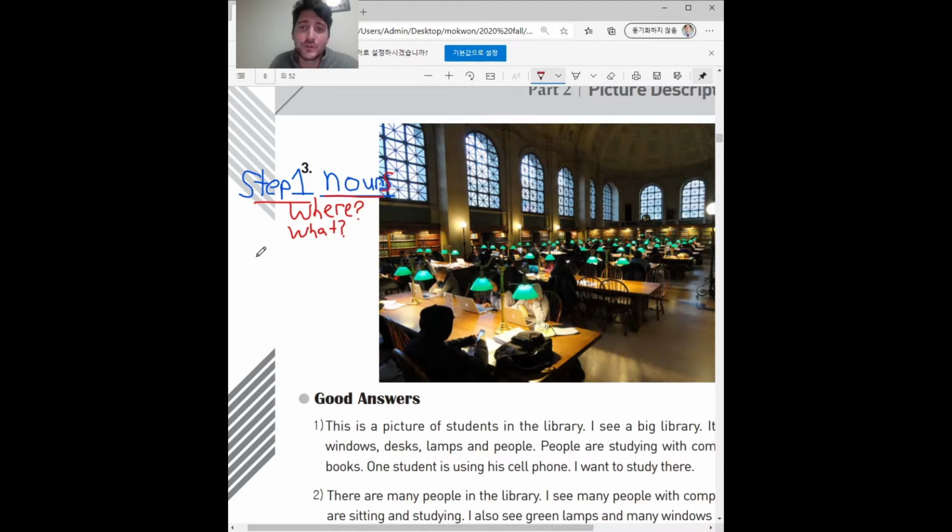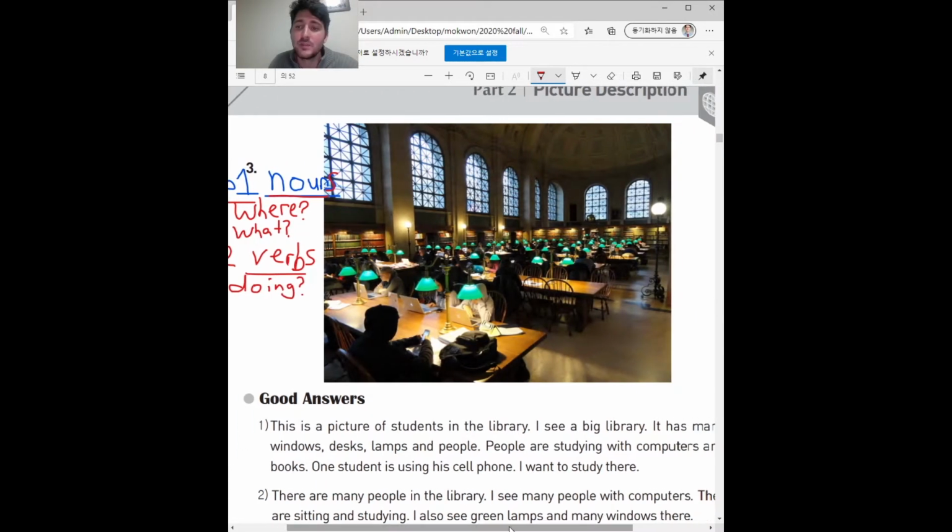Step 2. What is step 2? Step 2는 is verbs, 동사. What is happening, right? What are they doing? What are the actions? 뭐 하고 있어요? I said there are people. Let's look. What are they doing?